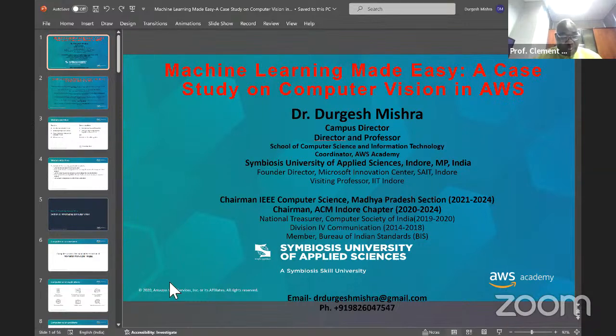He has been IEEE MP subsection 2011 to 2012 and chairman IEEE Computer Section Bombay chapter 2009 to 2010. He has been chairman of CSI Division 4 Communication at National Level 2014 to 2018. He has been also the National Treasurer, Computer Society of India 2019 to 2021. At present, he is the chairman of IEEE Madhya Pradesh section and chairman of ACM Indore chapter.